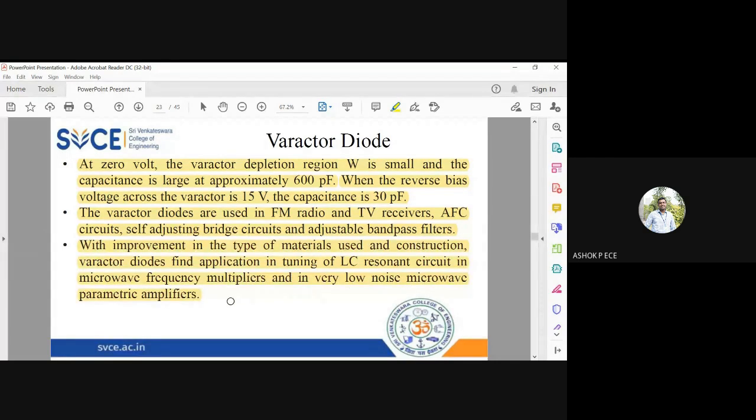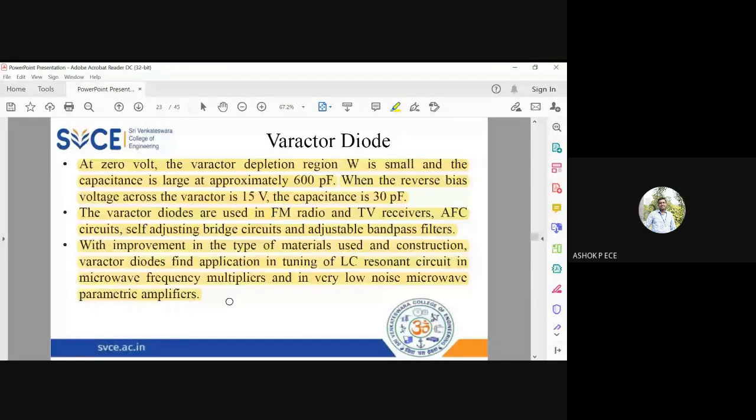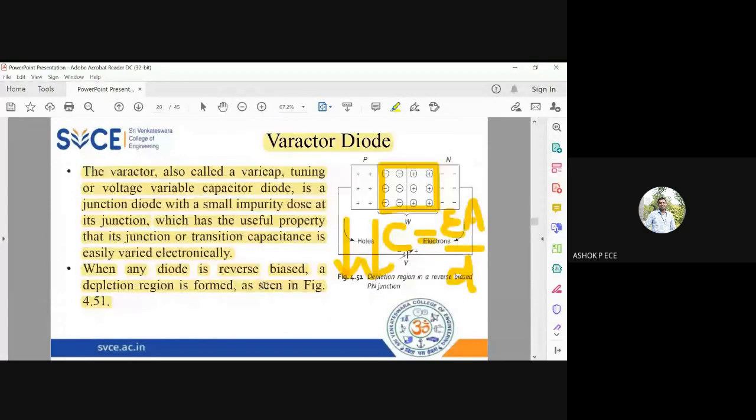With construction and other technology becoming very simple, the fabrication of these Varactor diodes has become very easy, and so they have been used in high frequency microwave circuits for generating capacitive effect. So this is the construction and working of the Varactor diode.